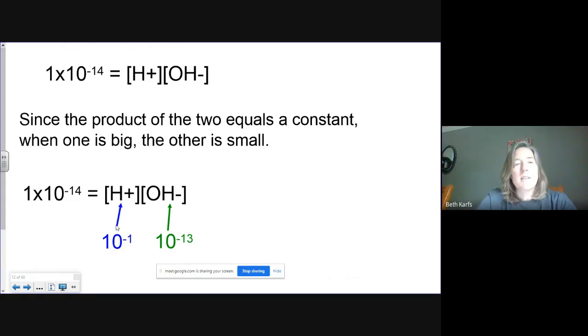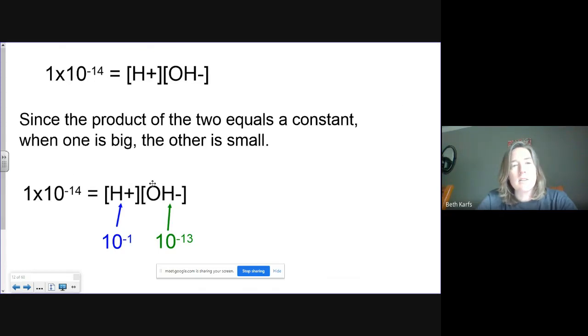So 1 times 10 to the negative 1 is actually kind of big relative to hydroxide. So hydrogen ions are big in this case. That means hydroxide ions are going to have to be small. If hydrogen ions were 10 to the negative 2, then hydroxide ions would be 10 to the negative 12. So as hydrogen ions got a little smaller, hydroxide ions could get a little bigger because we'll multiply them together to get the same thing all the time.